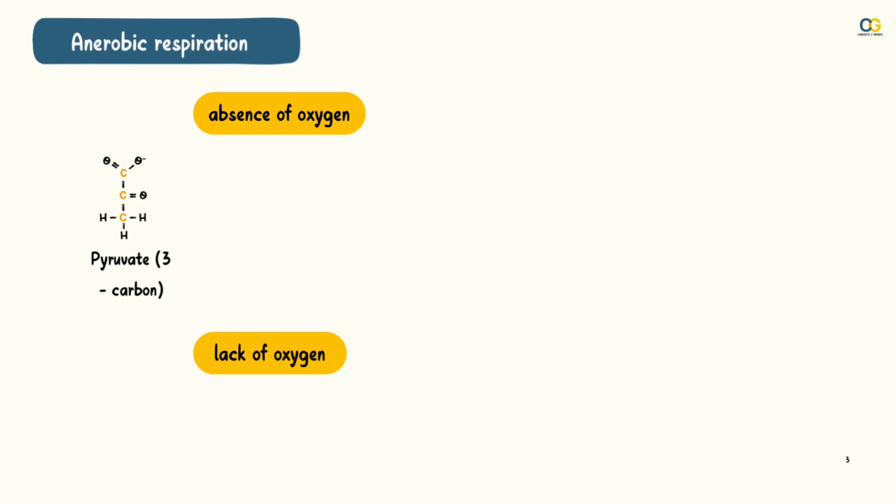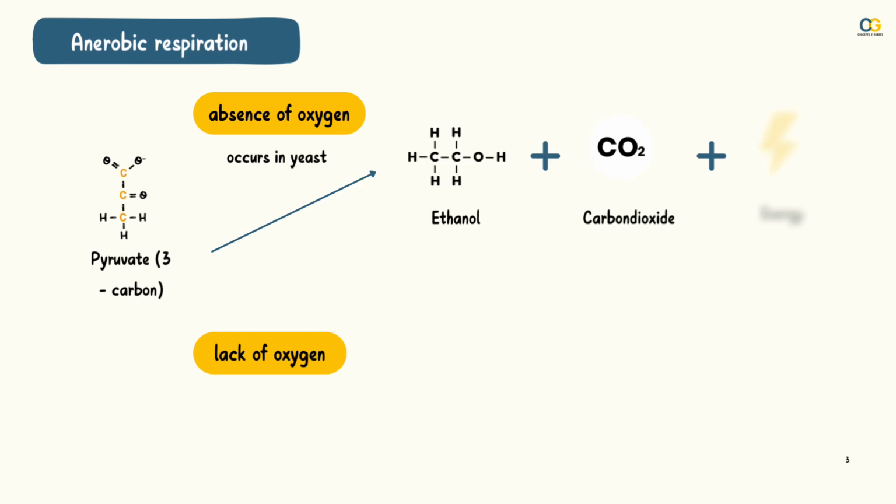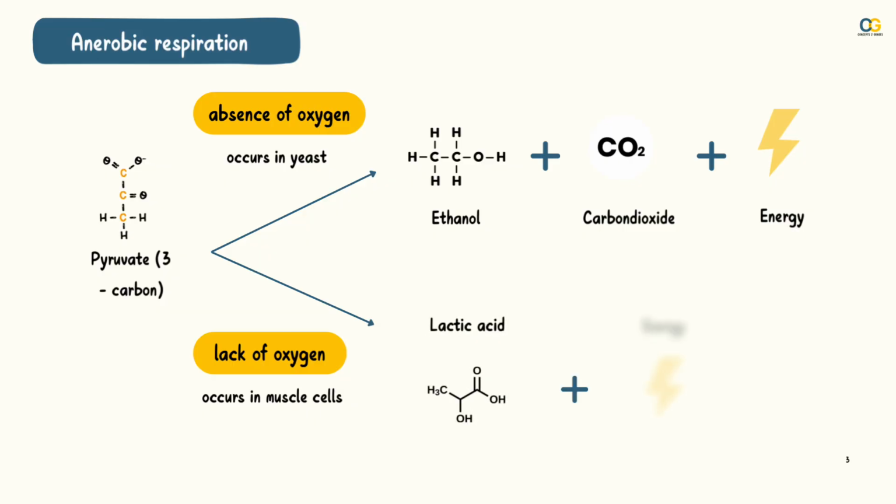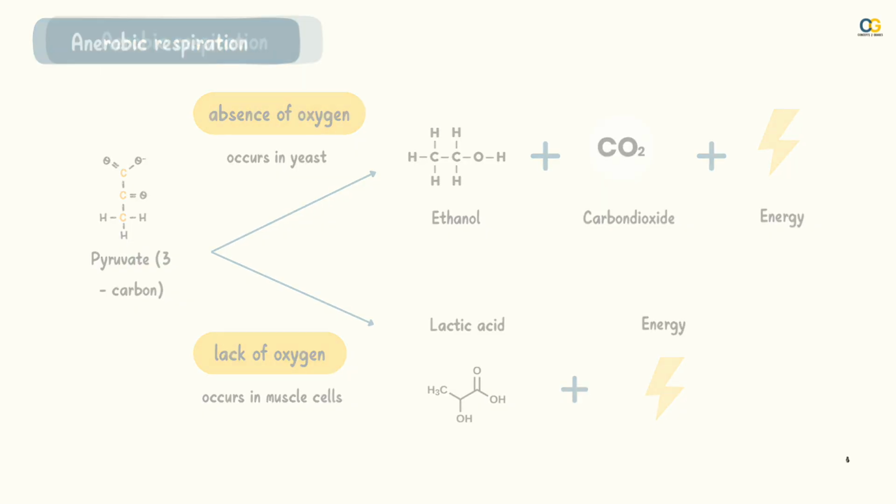So pyruvate, when there is absence of oxygen, which usually occurs in yeast, converts itself to ethanol and carbon dioxide with some release of energy. If there is a lack of oxygen, which usually occurs in our muscle cells, the pyruvate converts itself into lactic acid and some energy.